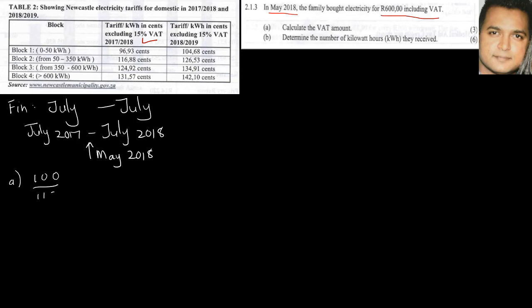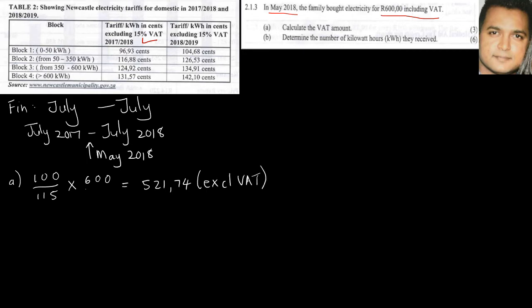So I remove the VAT using this formula, which is 100 over 115. This means I'm taking out the amount. So I multiply by the 600 that's given in the question, and my answer will be 521,74. This is important because this is the amount excluding VAT. This is not the VAT as the question requires.